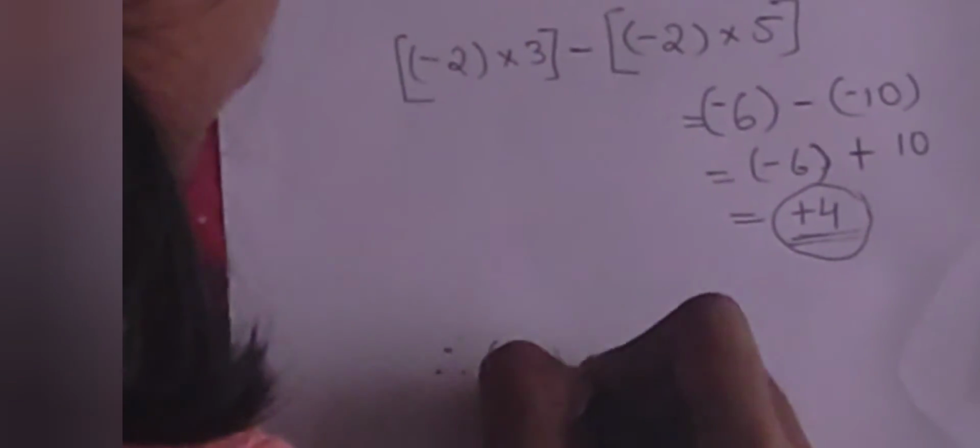Here both numbers are same. Therefore, it is equal to negative 2 into 3 minus negative 2 into 5.